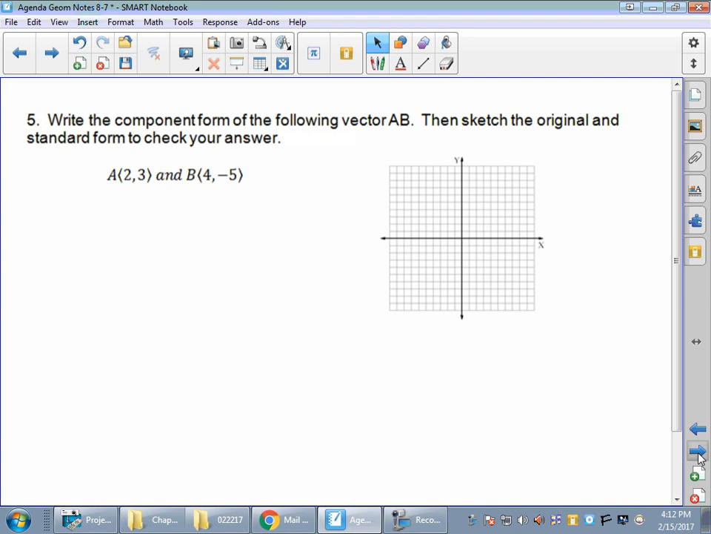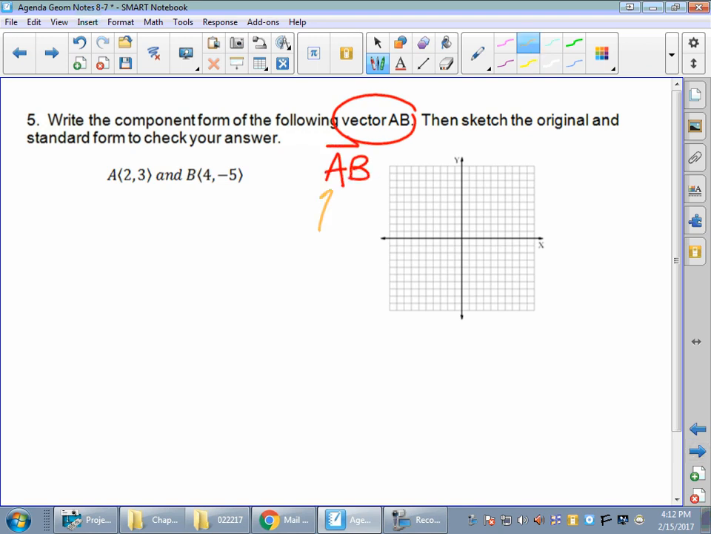Right? So it says to write the component form of the following vector AB, sketch the original and the standard form to check your answer. So let's do that really quick and then I'll stop talking, I promise. So notice it says vector AB. I probably should have written it as vector AB, but I know that A is my initial. I know that B is my end point.